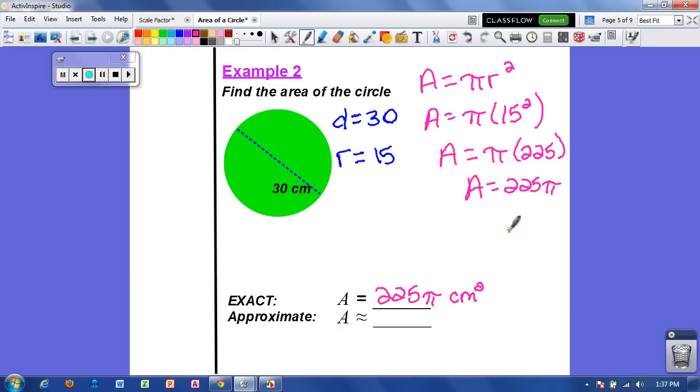But now we want to find the approximate, so we want to take 3.14 as the approximate value of pi. So my area will equal 225 times 3.14. I'm going to come over here and work that out.